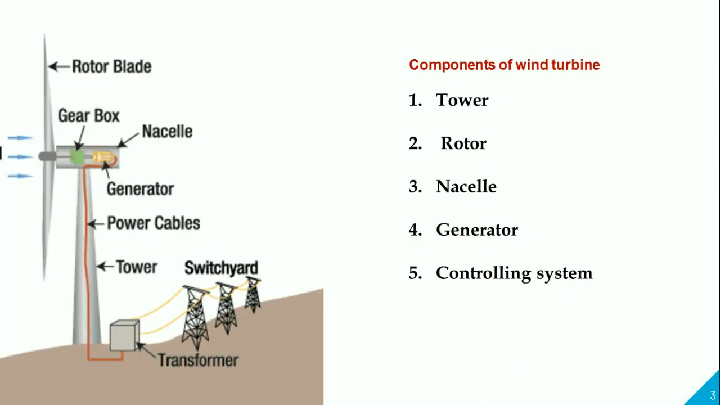Let's talk about the components of the wind turbine. The wind turbine consists of the tower, rotor, nacelle, generator and controlling system.